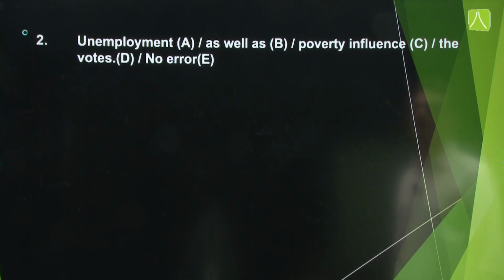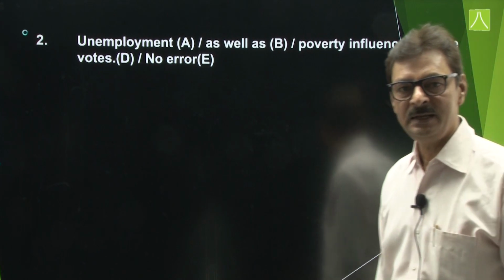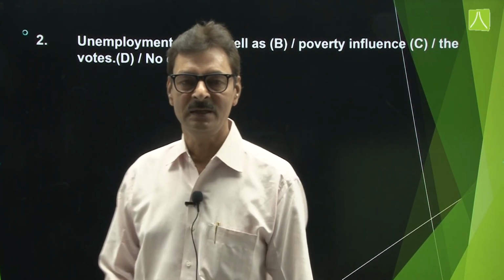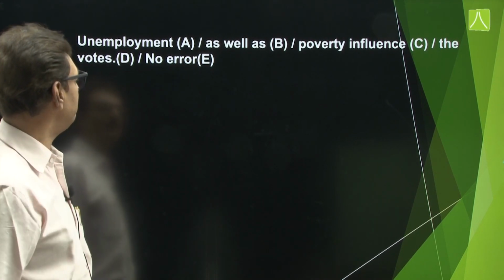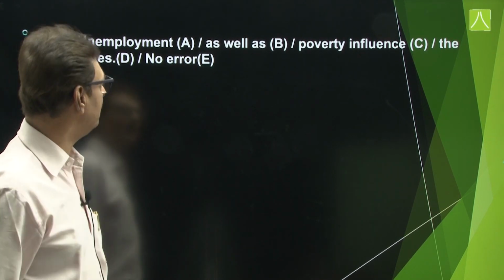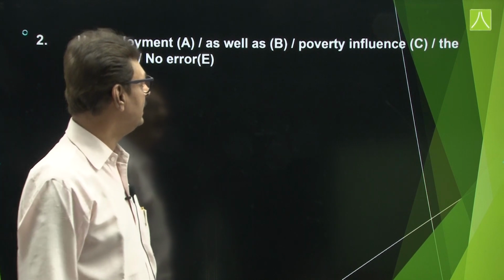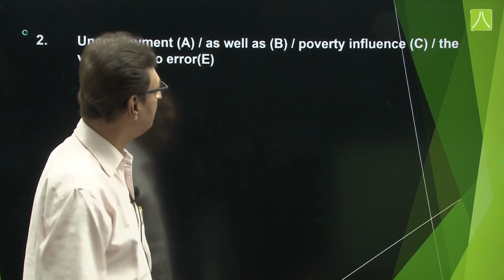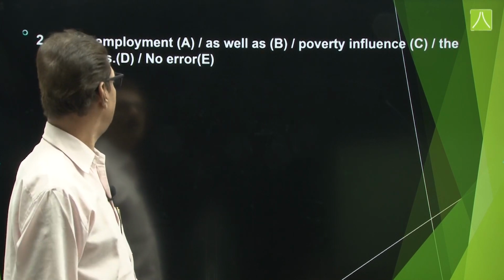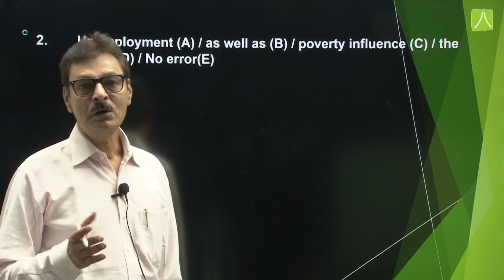Unemployment as well as poverty influence the votes. And if you feel कोई error नहीं है, your answer should be option E. So read the options carefully. Is there any error in part A? Out of question, unemployment की बात कर रहे हैं. Second, in B, do you feel any error? No. Straight way connector is there as well as. अब चलते आगे. Poverty influence the votes. The votes के अंदर भी कोई error नहीं है.